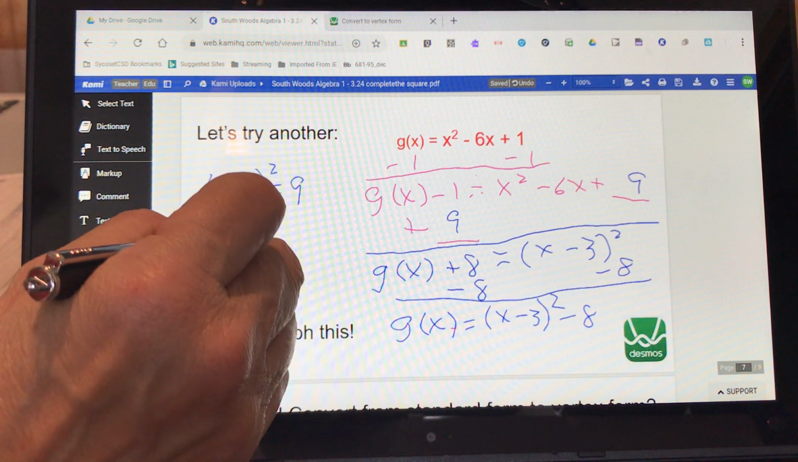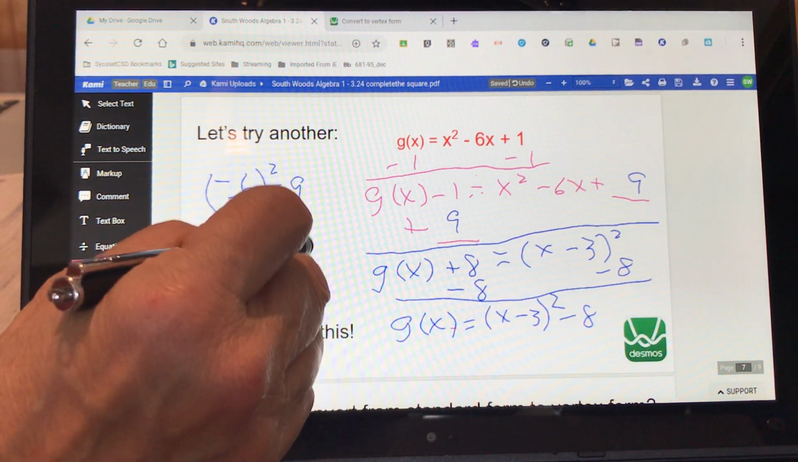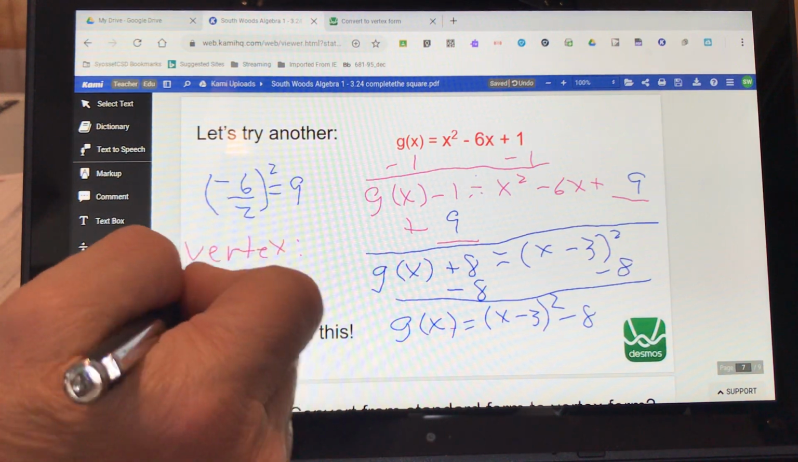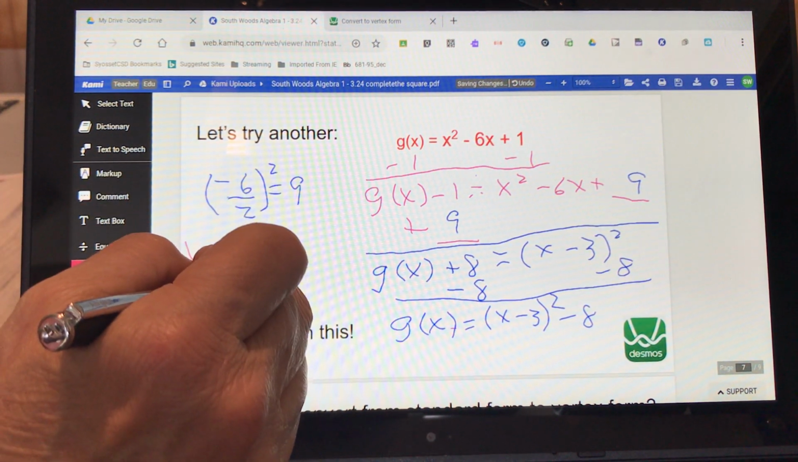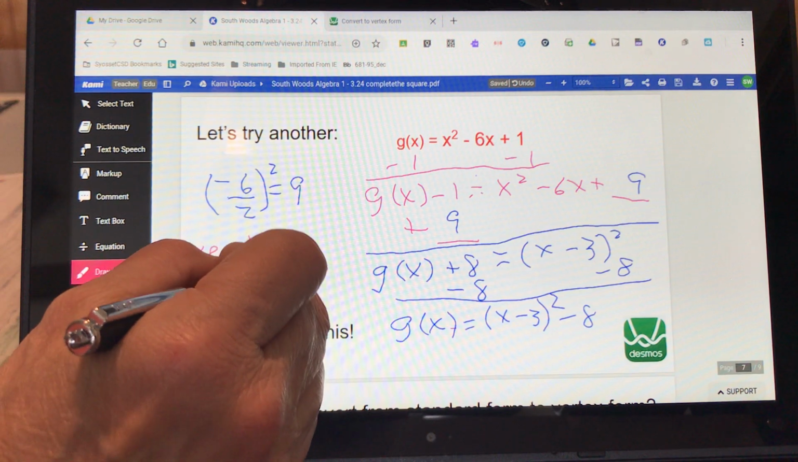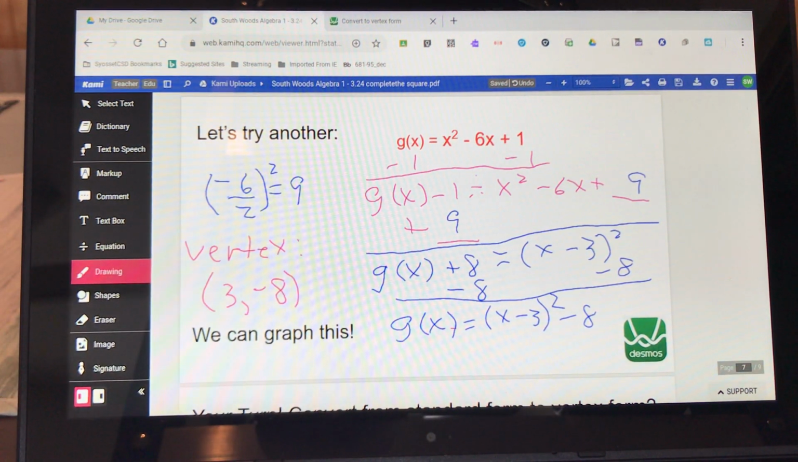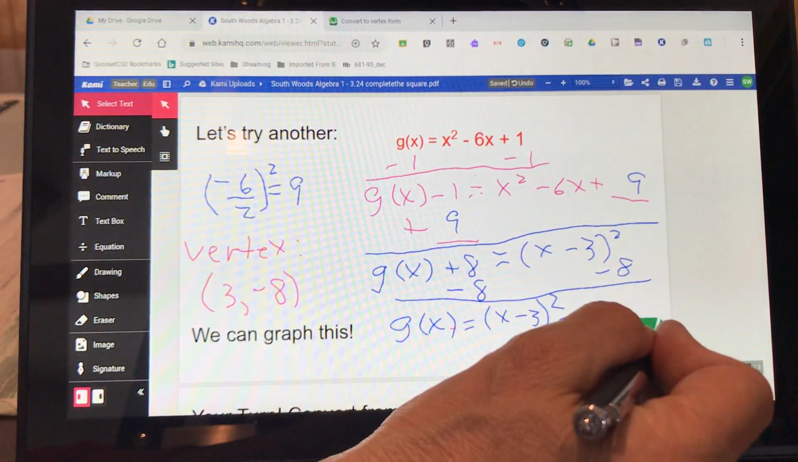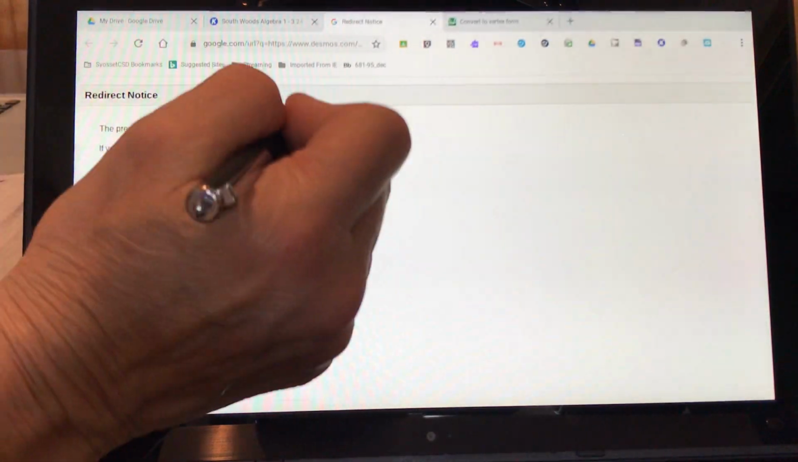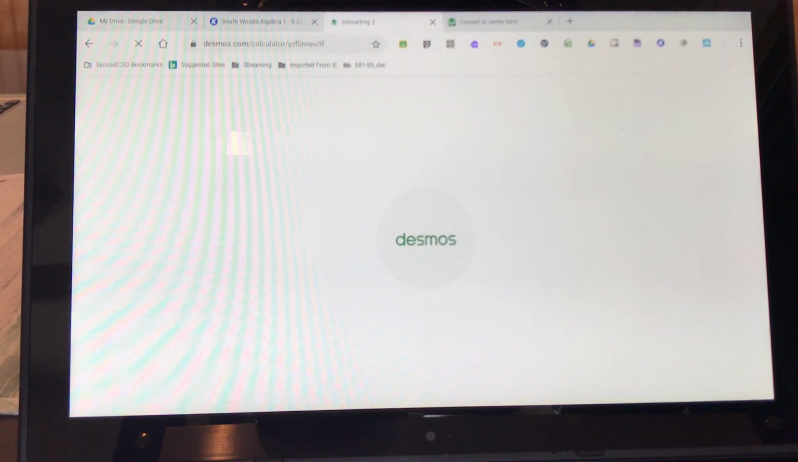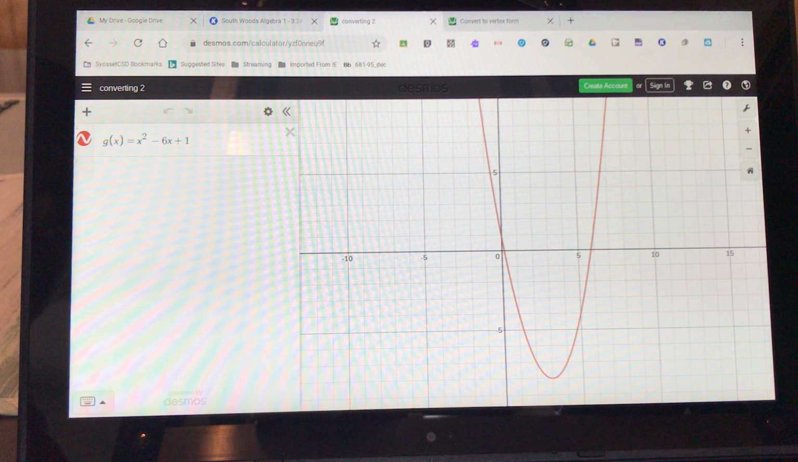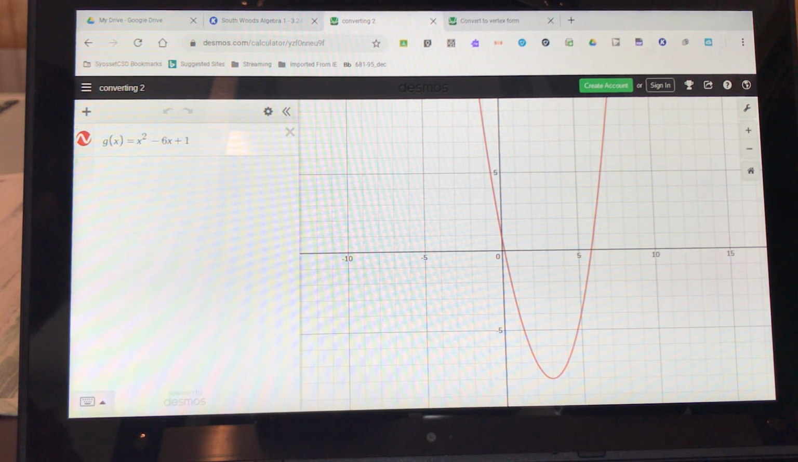Inside is the opposite of the x-coordinate. That would be positive 3. Outside the parentheses is the same sign of the y-coordinate, making it negative 8. Let's just check with Desmos to make sure that we're correct. Hopefully it comes up. And there it is. Positive 3, negative 8.